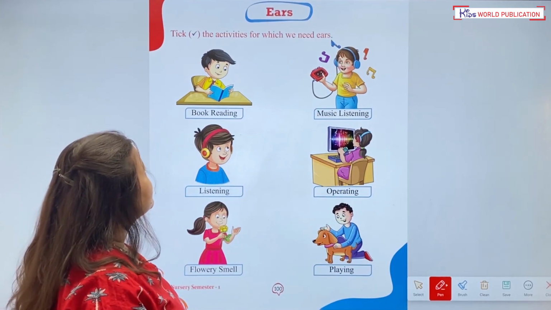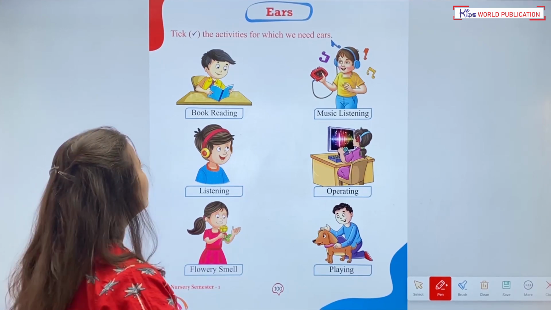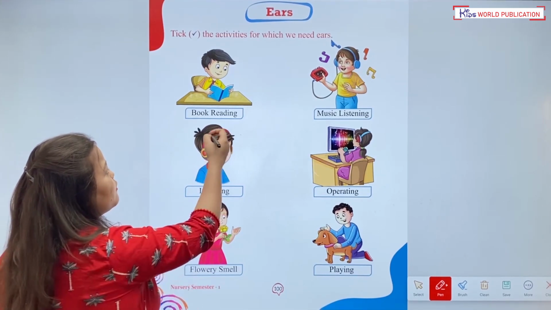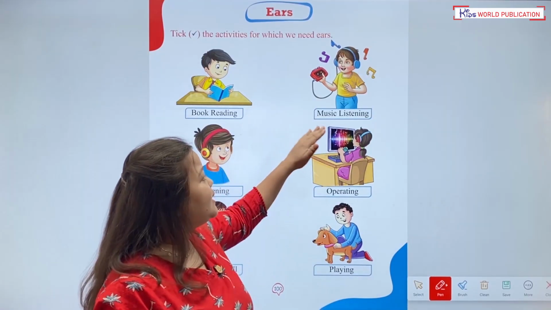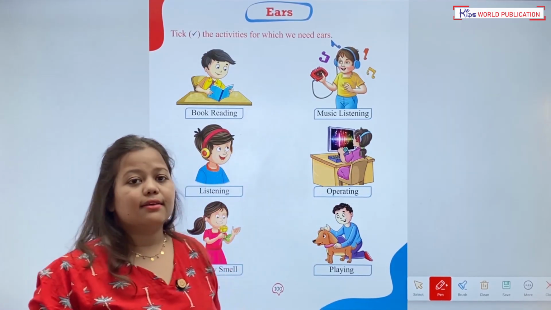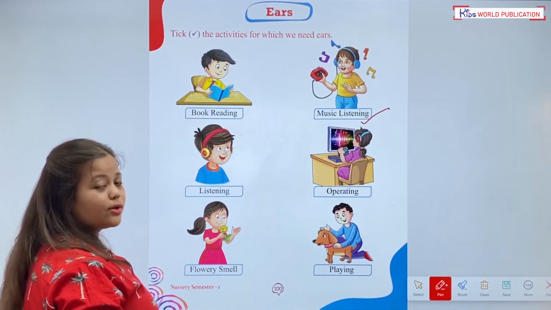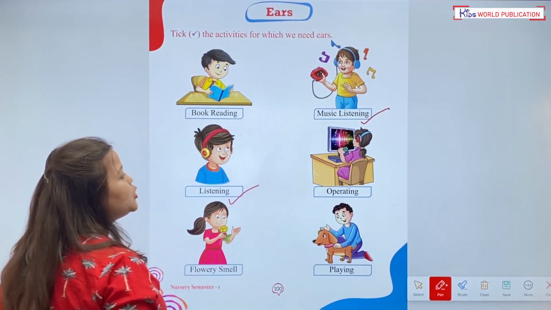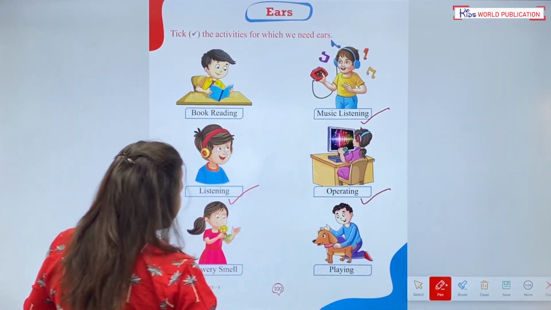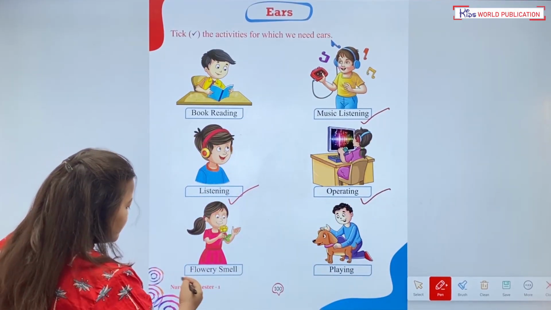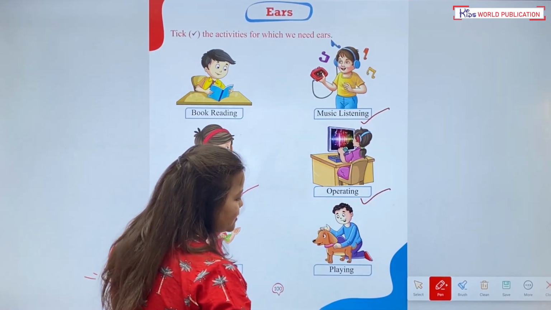Ears. Tick the activities for which we need ears. Do we need ears for book reading? No. Do we need ears to music listening? Yes. Do we need ears to listening? Yes. Do we need ears to operating? Yes. Do we need ears for flowery smell? No. Do we need ears to playing? No.